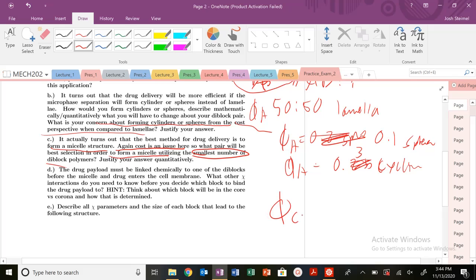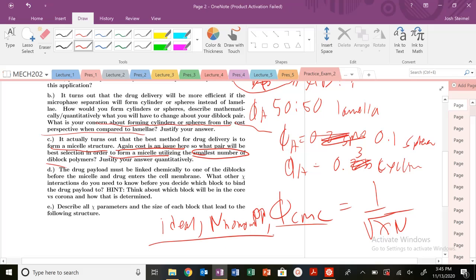Well, as long as we follow our critical micelle concentration assumptions, we know that it's 1 over square root of chi N. We went through this derivation. We assumed a couple of key things: ideal chains in our micelle, and that the N of the homopolymer we're mixing is very, very large. Those have to hold in order for this to be true, so go back through that derivation. But our critical micelle concentration scales as 1 over square root of chi N.